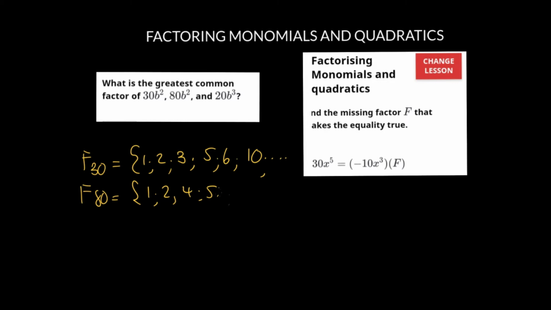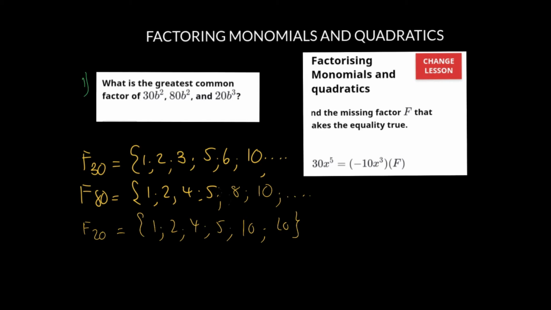For your first question, which is the one here on the left-hand side, you were asked what is the greatest common factor of 30b squared, 80b squared, and 20b cubed. So again, you have to decide what the highest common factor is in terms of a number, and you have to decide what the highest common factor is in terms of a letter with variables as well.